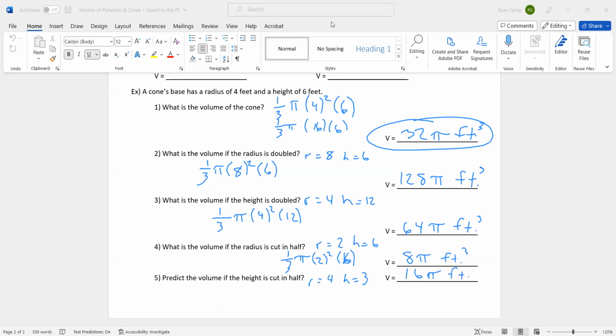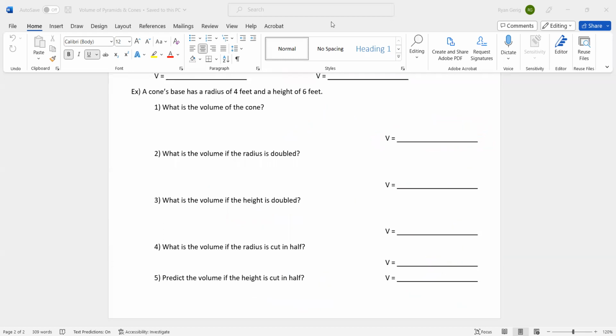What happens if the radius is tripled? Then the volume would be 9 times greater. Seeing this relationship can be helpful. So not essential, but it can be helpful. We'll talk about this more when we start doing the homework. But that's it for volumes of pyramids and cones.